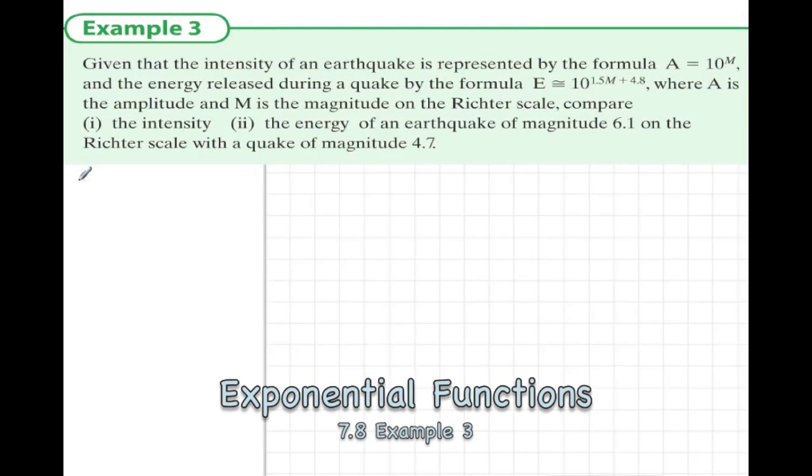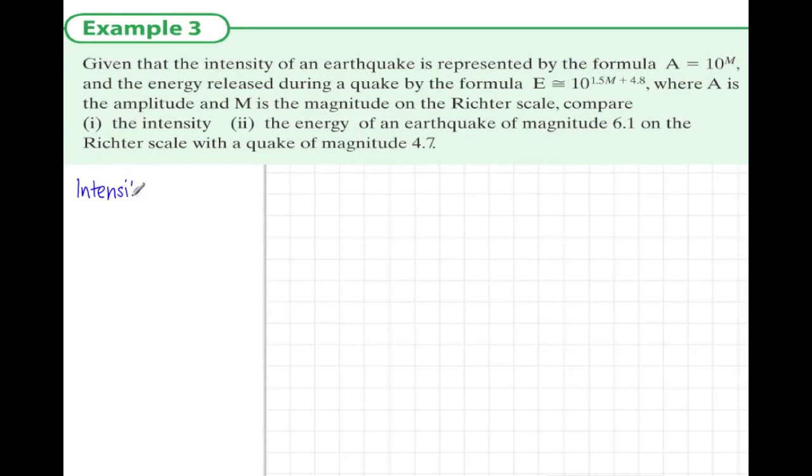Example 3. Given that the intensity of an earthquake is represented by the formula A is equal to 10 to the power of m, and the energy released during a quake is given by the formula E is equal to 10 to the power of 1.5 times m plus 4.8, where A is the amplitude and m is the magnitude on the Richter scale. We want to compare the intensity and the energy of an earthquake of magnitude 6.1 on the Richter scale with a quake of 4.7.